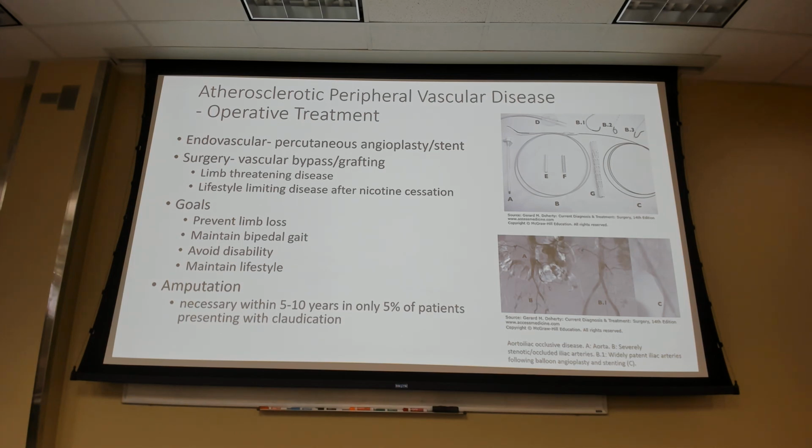But the overall goals are just quality of life. Typically it's in the elderly. So we obviously want to prevent limb loss. We want to maintain bipedal gait. So we want to improve their quality of life and avoid disability. Amputations are rare, like 5% of the patients, typically, and that's typically 5 to 10 years after they're presenting with claudication. So it's not as common as you might think.